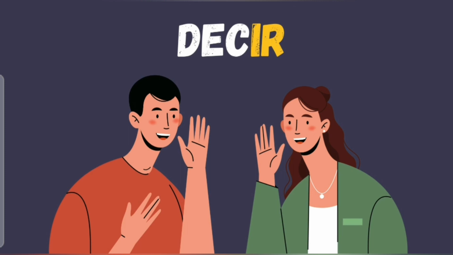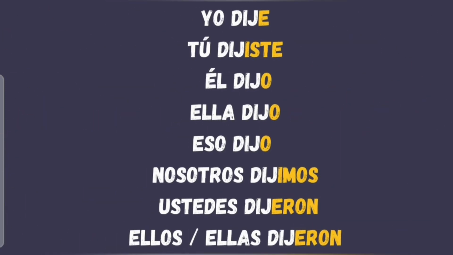So now we have this verb, decir, to say. Let's see how you have to conjugate this verb in the indefinite past, okay? The verb is decir, but you have to change the root word when you put this verb into the indefinite past. So the conjugation of this verb will be yo dije. As you can see, the root word is changing, that's why it's an irregular verb.